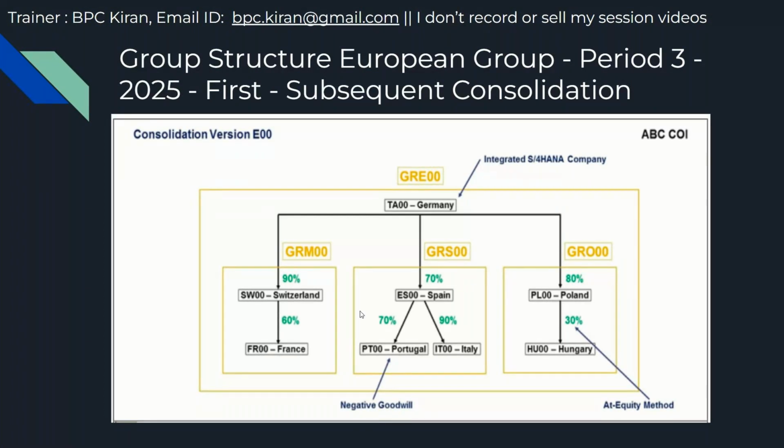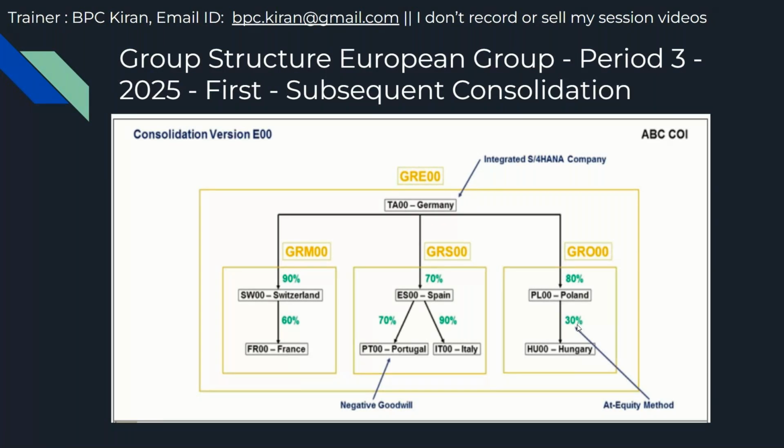If you see here, Spain's investment in Portugal and Spain's investment in Italy, here we are going to get negative goodwill. The calculation is going to give negative goodwill. How we are going to treat this negative goodwill, we are going to understand. And we have the equity method, because the equity method is possible: Poland's investment in Hungary at 30%. So the equity method is possible in ABC. We are going to execute the equity method, and how the system calculates those equity entries, that we are going to understand.